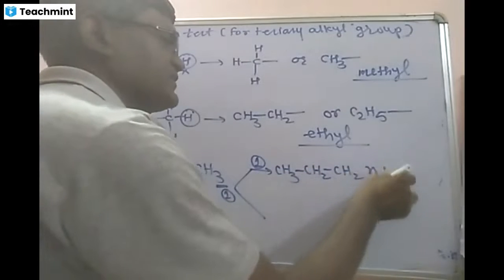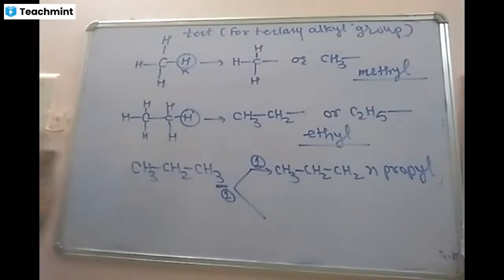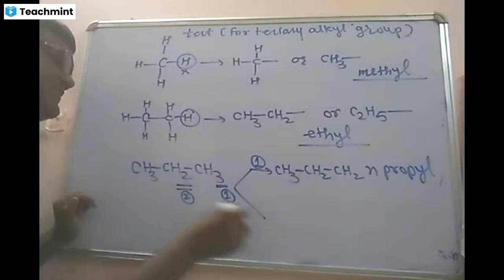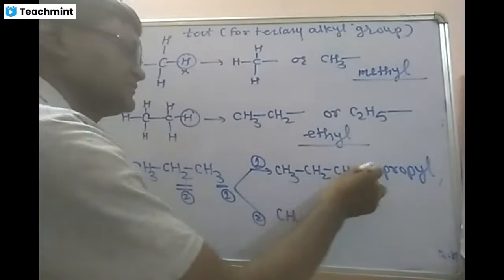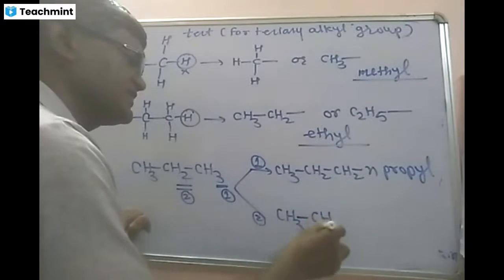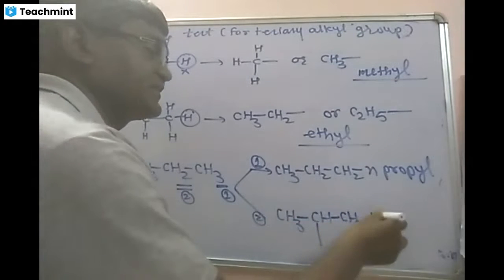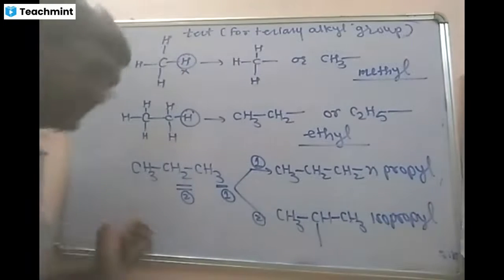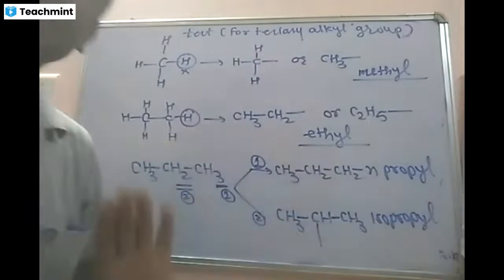This is known as normal propyl. बोलते नहीं generally, and propyl बोल देते हैं. But if you remove the hydrogen from the secondary carbon, this is the second way of removing the hydrogen, then you may get this type of group, CH3, CH. Now valency of this carbon will be open, and this is your isopropyl. So in this way, I have the 4 alkyl groups: methyl, ethyl, N-propyl, and isopropyl.